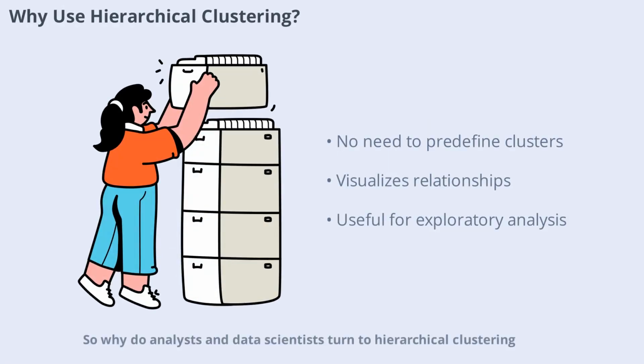So why do analysts and data scientists turn to hierarchical clustering? One of the main reasons is its ability to reveal the underlying structure of data without needing to specify the number of clusters in advance. This flexibility is particularly useful when you're exploring new datasets and don't have prior knowledge about how many groups might exist. Hierarchical clustering also provides a visual representation of the data's relationships, making it easier to interpret and communicate findings. It's especially handy in fields like biology, marketing, and social sciences where understanding natural groupings is key.